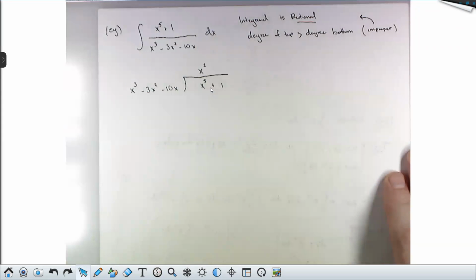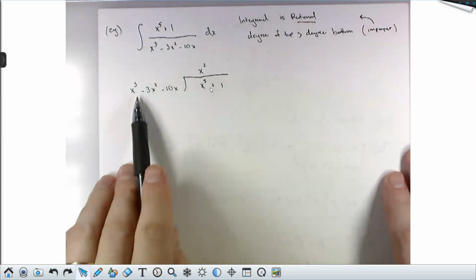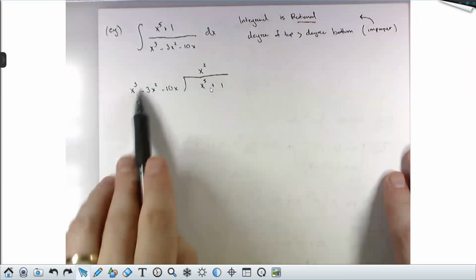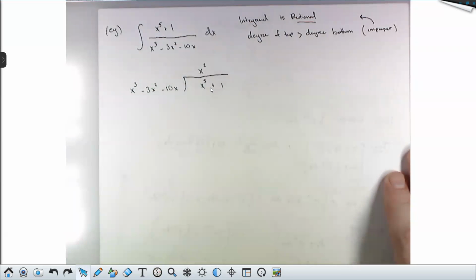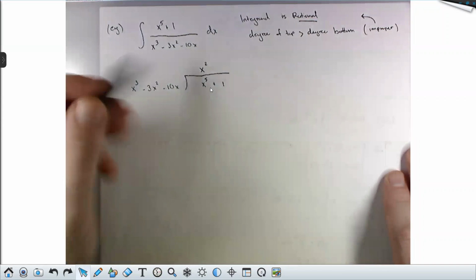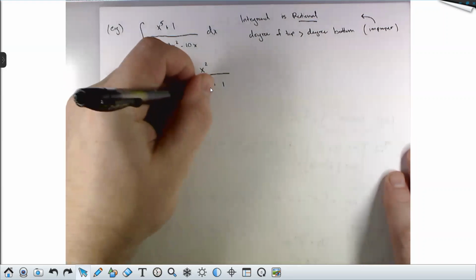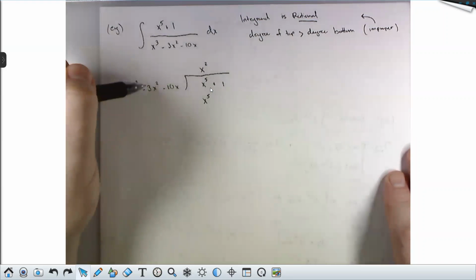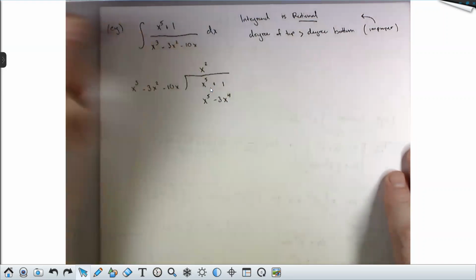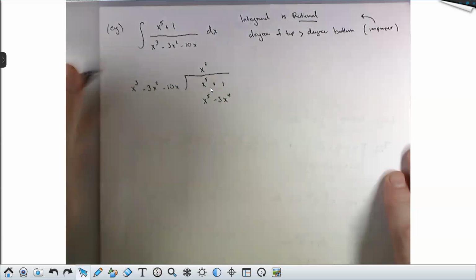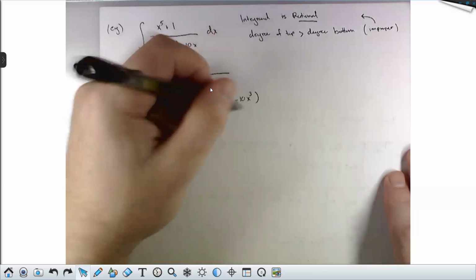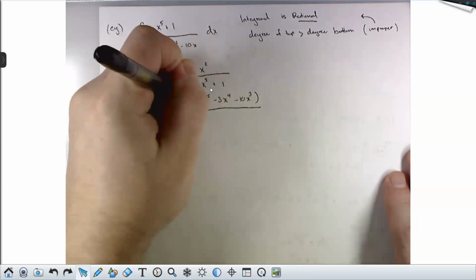I'll say that again. You ask, what must I multiply this by in order to turn it into this? Or what is this divided by this? And that's x squared. Then you take this x squared and you distribute it to all 3 terms here. X squared times x cubed is, by design, x to the 5th. X squared times negative 3x squared is minus 3x to the 4. And x squared times minus 10x is minus 10x cubed. You put that whole thing in parentheses and you subtract it from the line above.